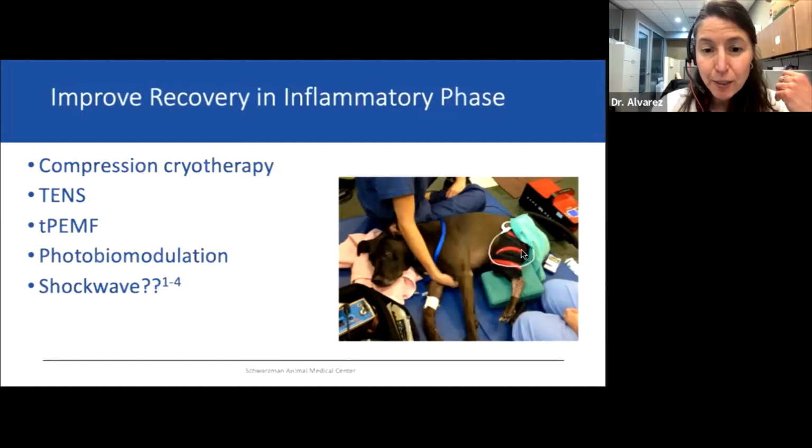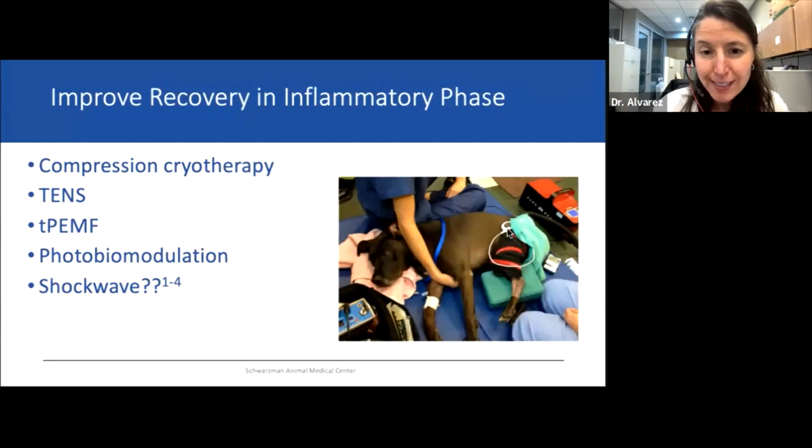And what it does is it's a wrap over the knee. So this is a post-op TPLO. And in addition to it pumping very cold water, it's also compressing the limb to help reduce that inflammation. Ideally, if you can do those two simultaneously, it's better than just ice alone. And then underneath that, you'll see we have this TENS machine. So that provides transcutaneous electrical nerve stimulation that helps reduce pain. Remember, pain is an important component of inflammation.